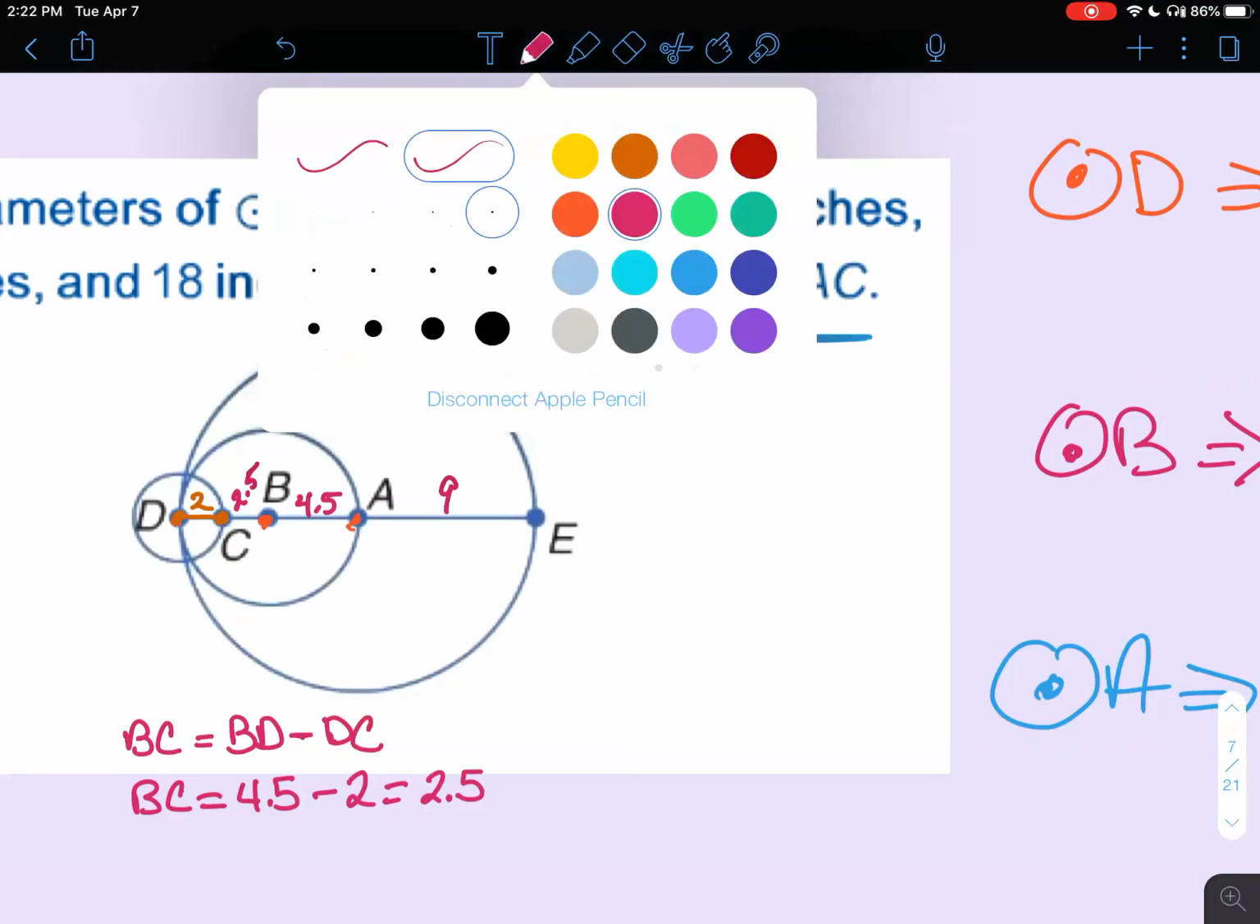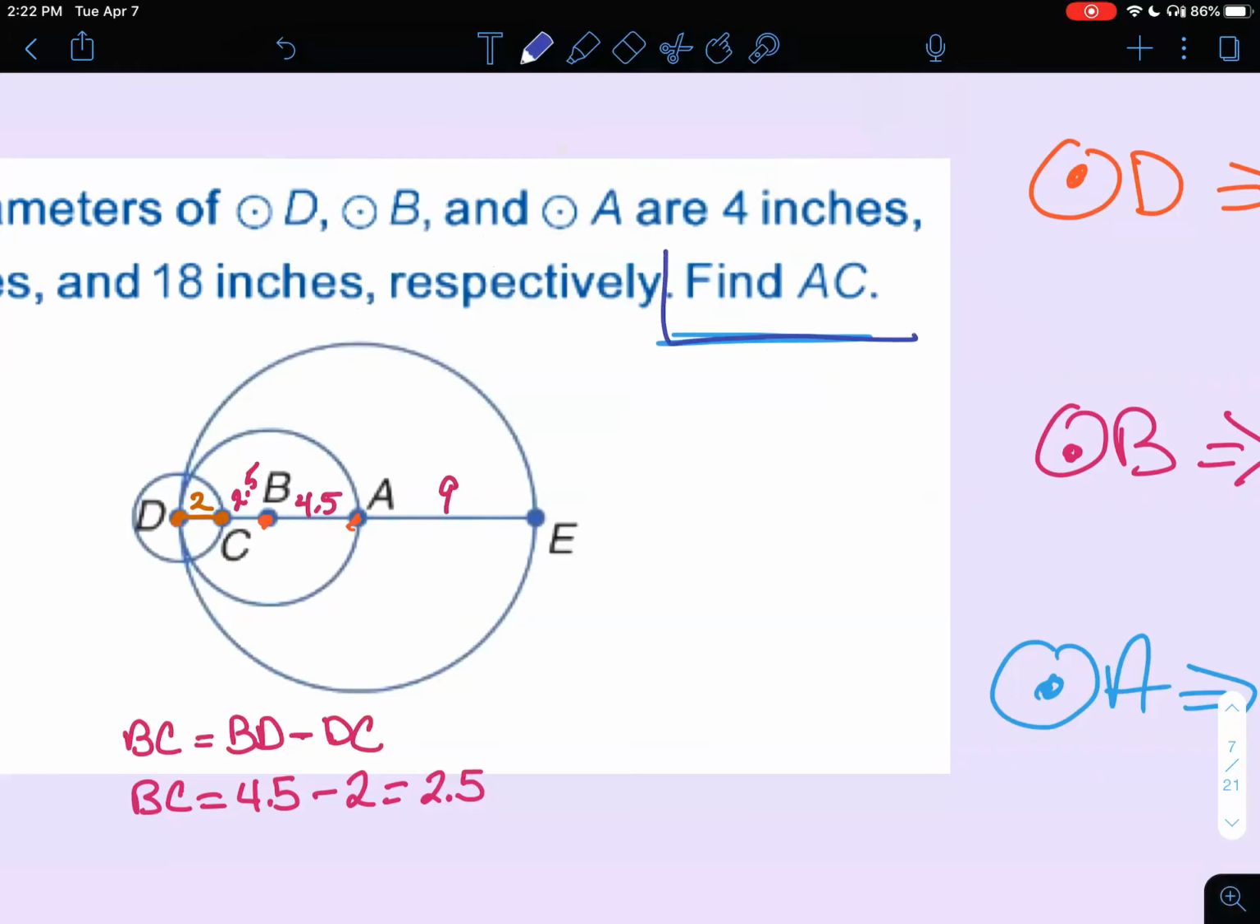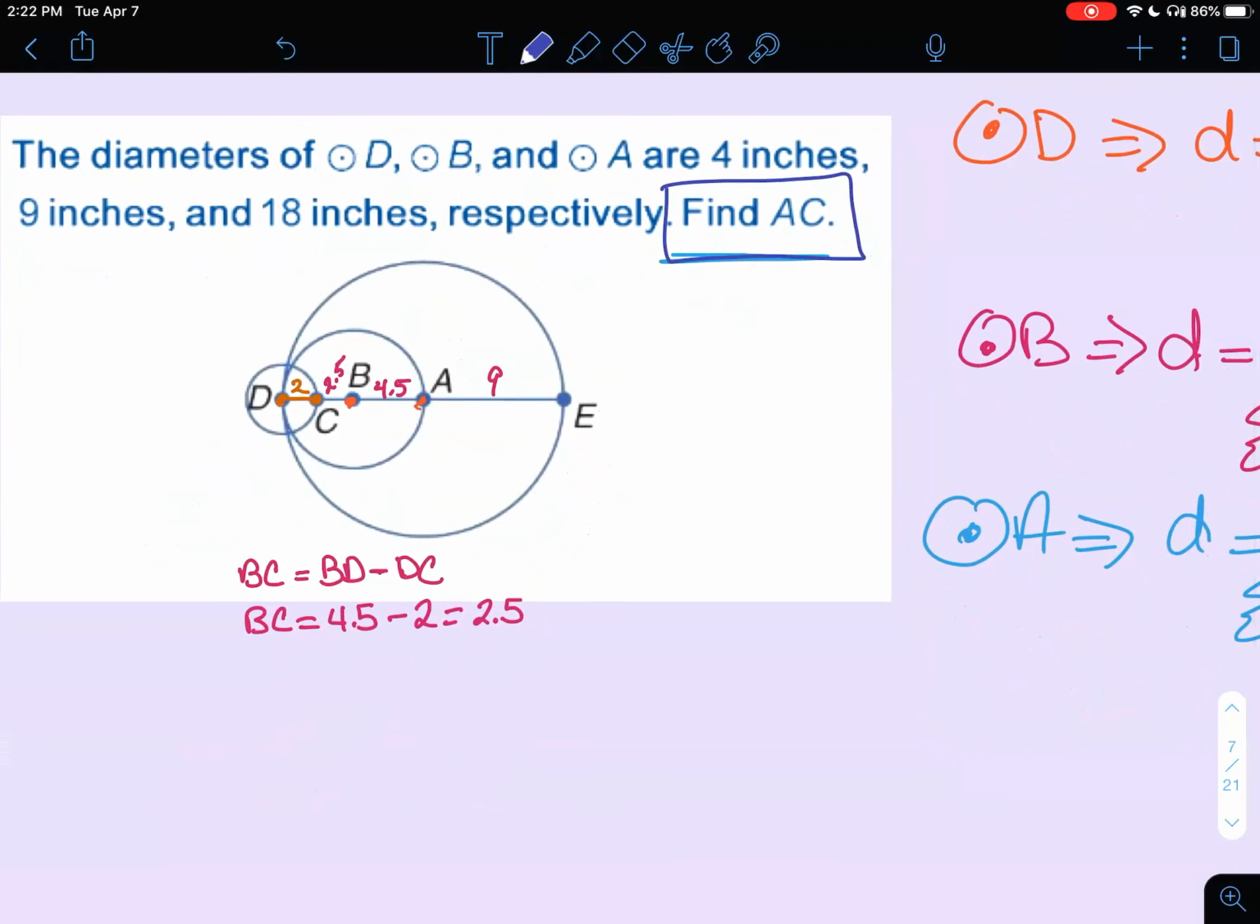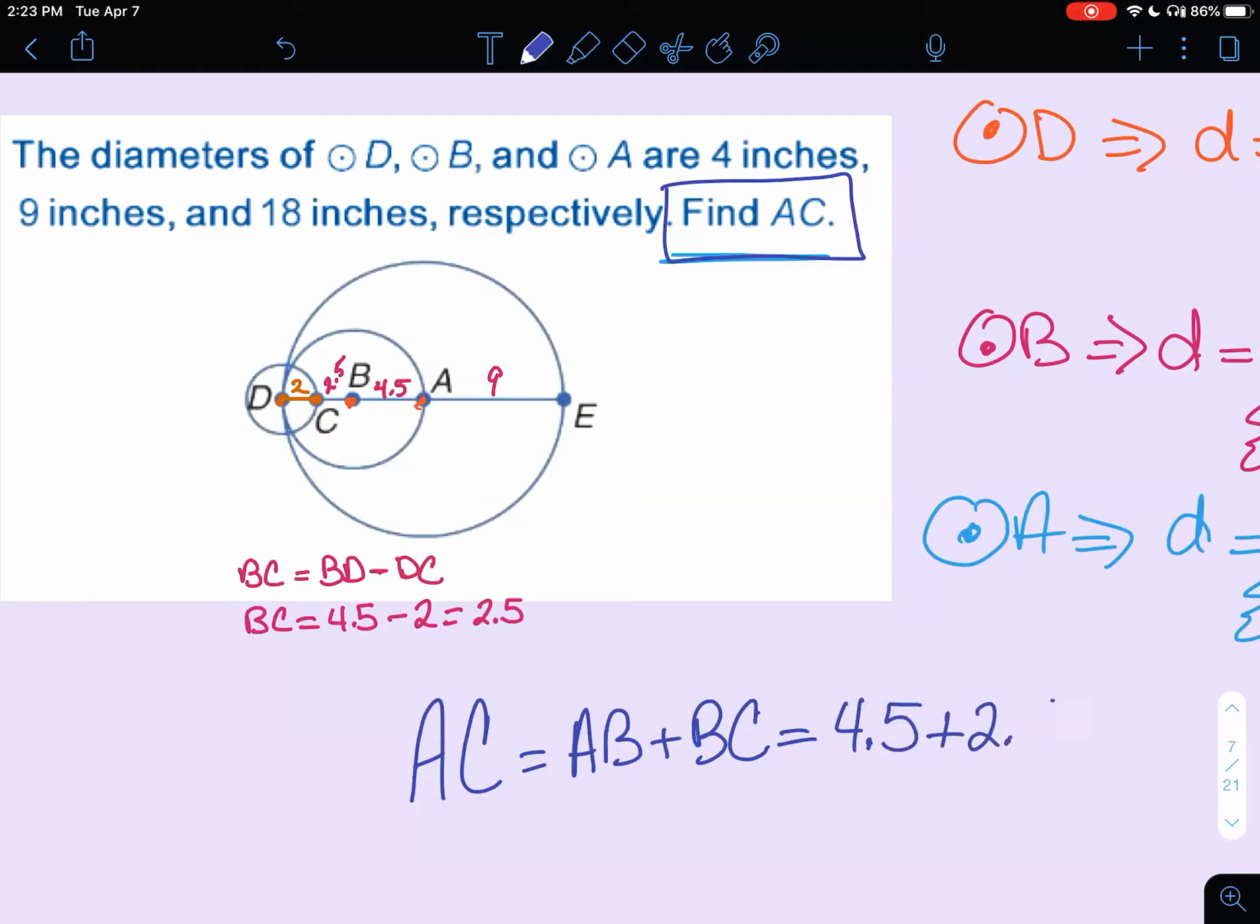But again, this particular question was asking us to find the value of AC, which now we have sufficient information to be able to do. So the segment AC, which I can actually write out, is going to be the segment AB plus the segment BC, where AB is 4.5, and adding to that 2.5. So our segment AC has a value of 7 inches. Not too bad so far, I would say.